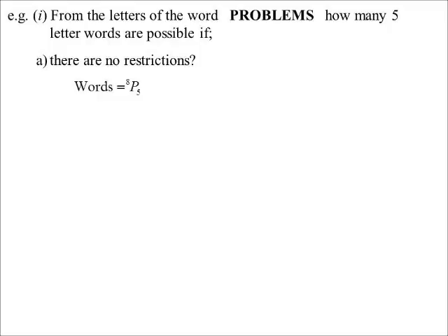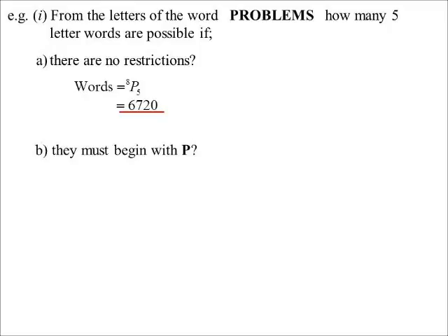So number of arrangements with no restrictions? Well, 8P5. There are 8 letters there, I'm only going to use 5 of them. So that's 8 factorial on 3 factorial for those that are using the factorial buttons. But the answer you should get is 6,720.